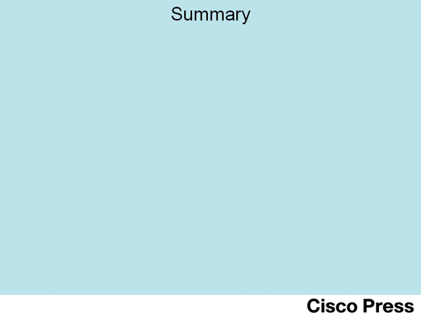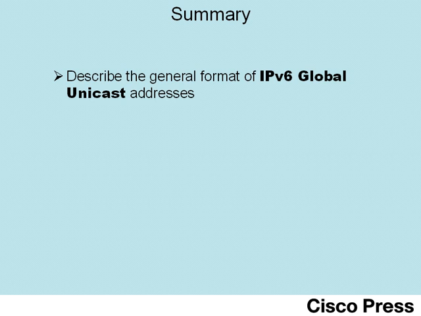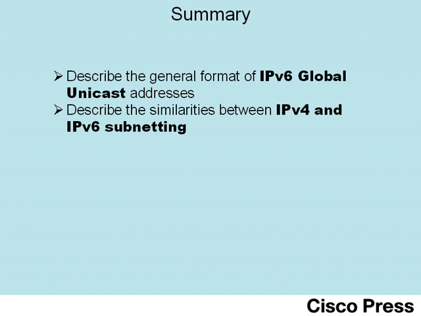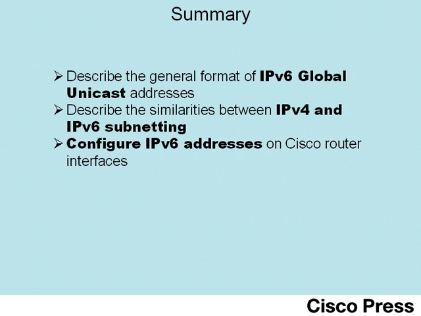This concludes ICND2 Lab 8. By viewing this lab, you've learned how to better describe the general format of IPv6 global unicast addresses. You've learned how to describe the similarities between IP version 4 and IP version 6 subnetting, and you've seen how to configure IP version 6 addresses on Cisco routers.